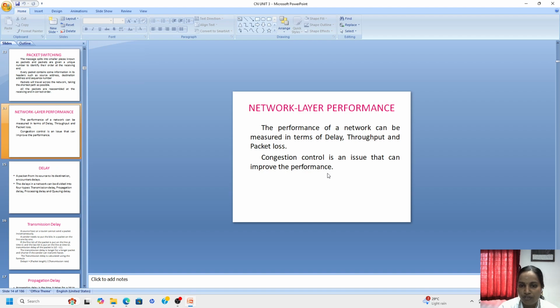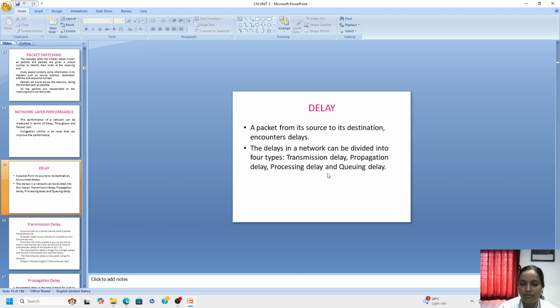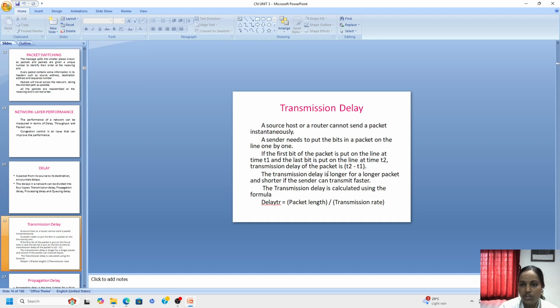Network layer performance can be measured in terms of delay, throughput and packet loss. Congestion control is an issue that can improve the performance. Delay means a packet traveling from its source to its destination encounters a delay. A delay in a network can be divided into four types: transmission delay, propagation delay, processing delay and queuing delay.